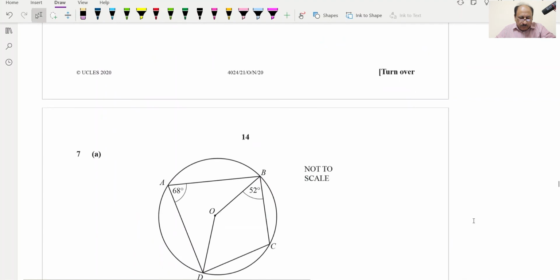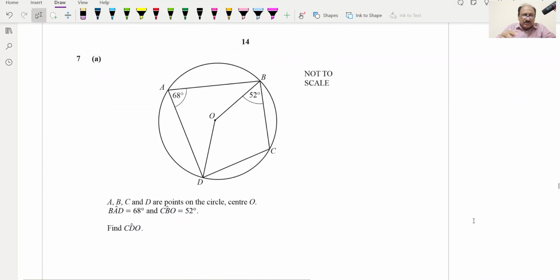This is done. Now we can move to the question number 7a part, and 7a part says diagram is not to scale. ABCD are points on the circle center O. BAD is equal to 68, CBO is equal to 50. To find angle CDO. CDO is which angle? CDO is this angle, and we can figure out this angle. How will be figuring out?